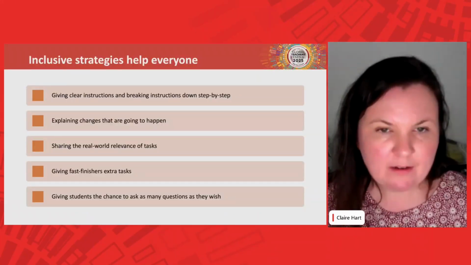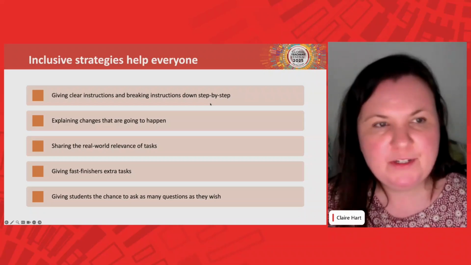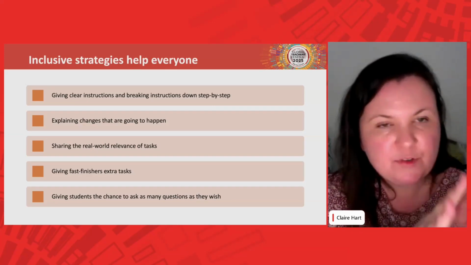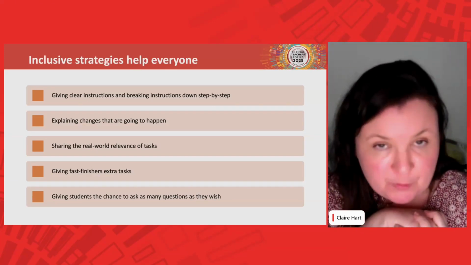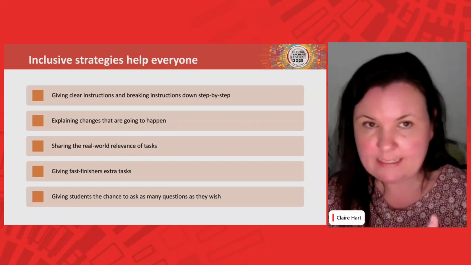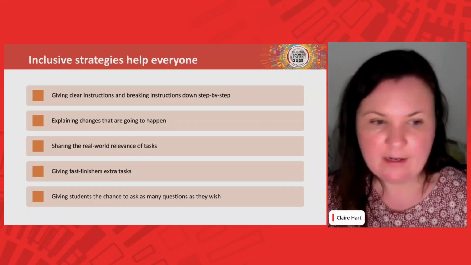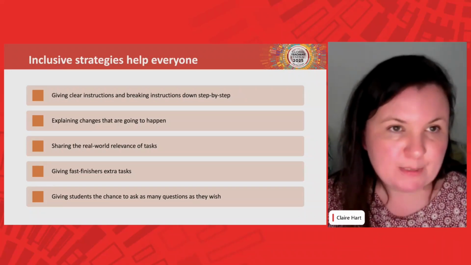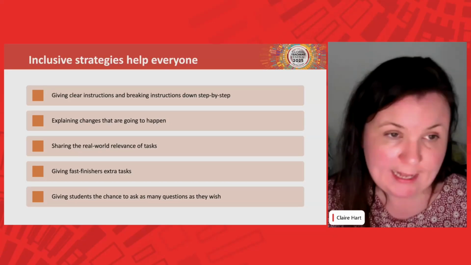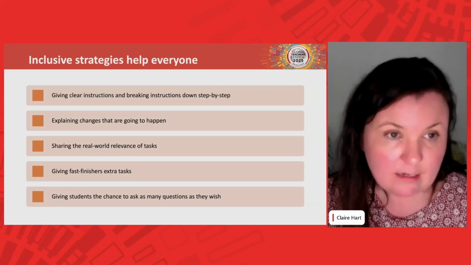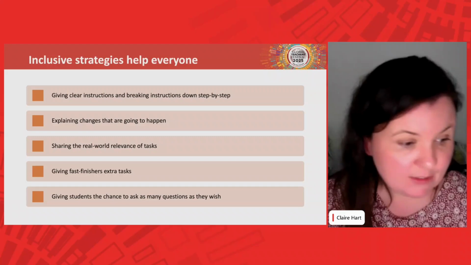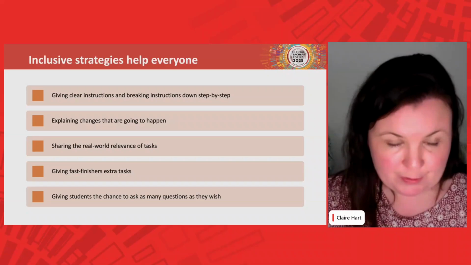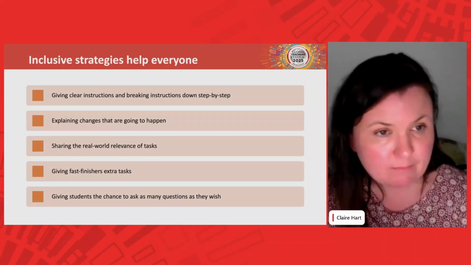Okay, so in the next part, I want to look at how inclusive strategies help everyone. So inclusive strategies do not only help neurodiverse people when that's what they're targeted at, but they can help everyone. And here are some examples that show that to be true. An example of an inclusive strategy which will help neurodiverse people is giving clear instructions and breaking instructions down step by step. Okay, this helps neurodiverse people to understand the instructions better.